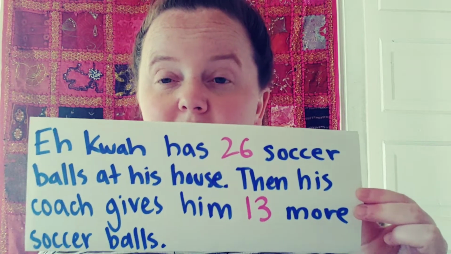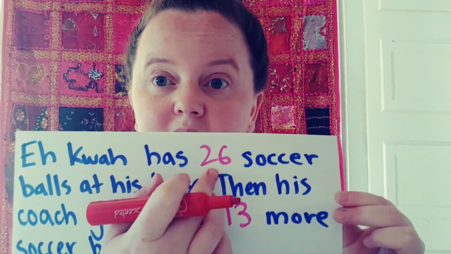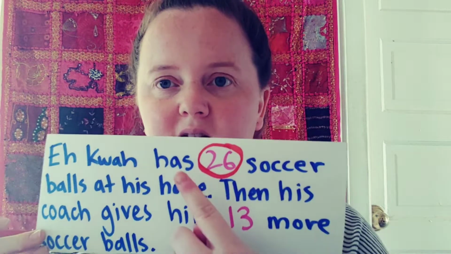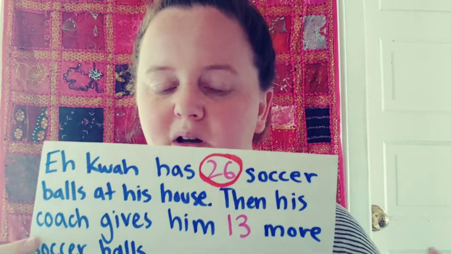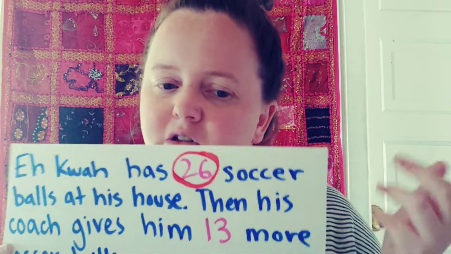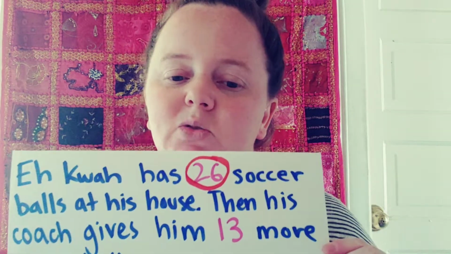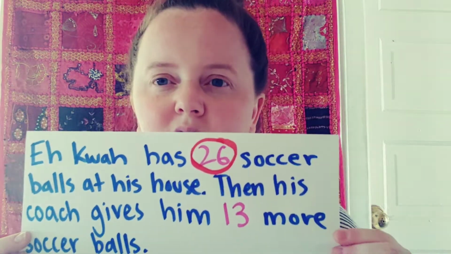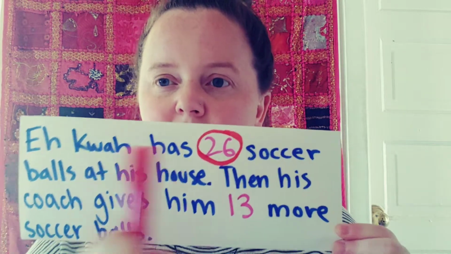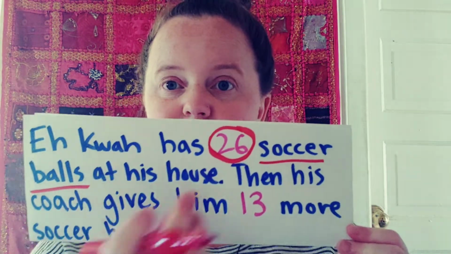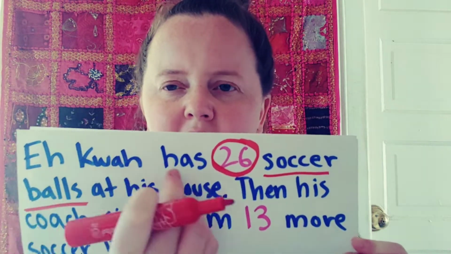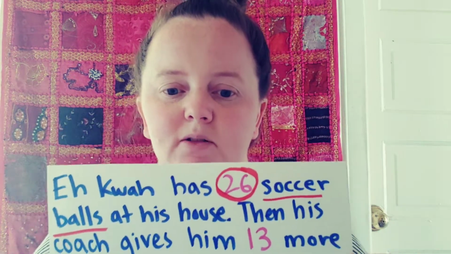The first important number that I see is the number 26. So I'm going to circle that for you. You can do that at your house as well. But can we just say 26? No, 26 what? What does the number 26 represent? It represents 26 soccer balls. So I'm going to underline soccer balls. Ekwa has 26 soccer balls.